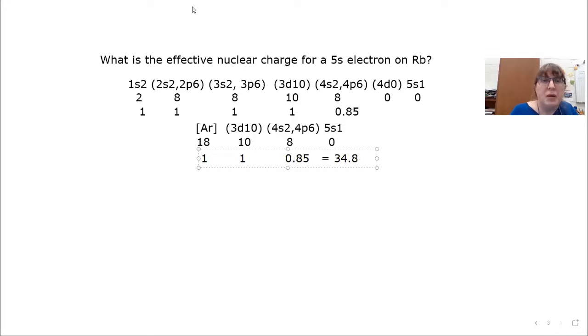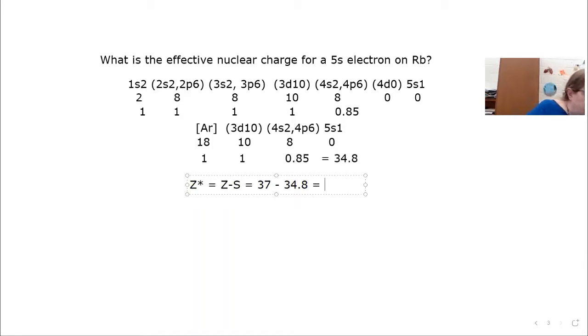And so if you did the same thing for the set up above, you'd end up with the same thing. So remember that we are ultimately not looking for the shielding, but for Z effective, or the effective nuclear charge. That is going to be equal to Z minus S. So for rubidium, that is element 37. So it has 37 protons, and we're going to subtract off the 34.8. And we end up with a 2.2 effective nuclear charge.